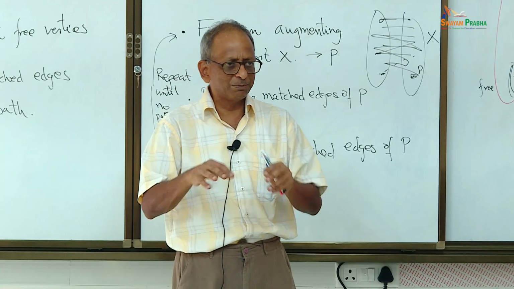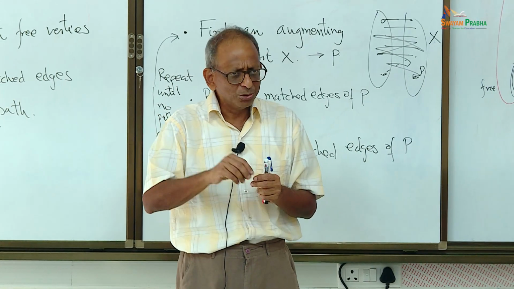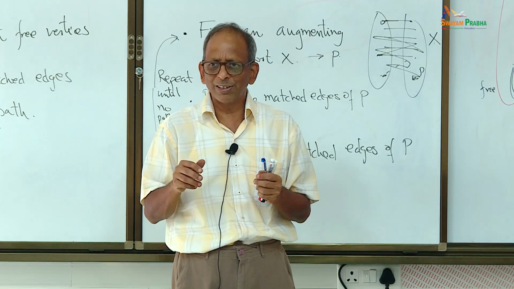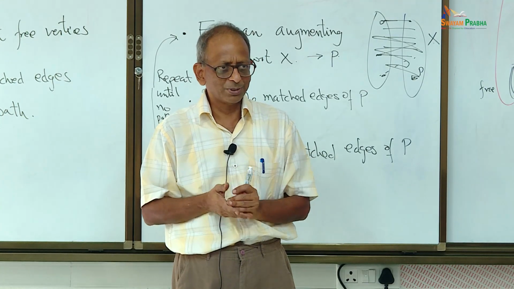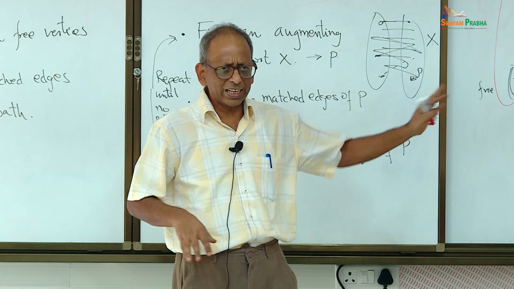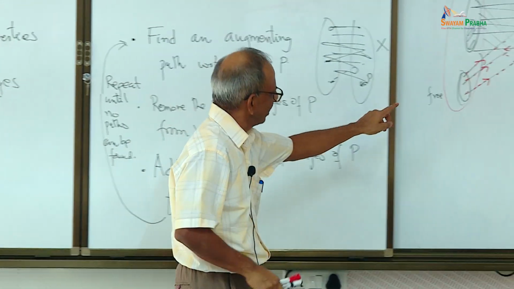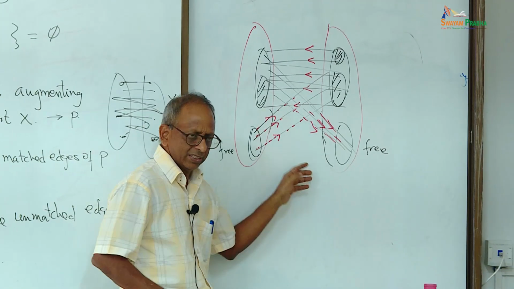Some of you have done some programming or some graph theory. You've done depth first search. How many of you have heard of depth first search? Good. So things like that can be used to find an augmenting path in this graph.